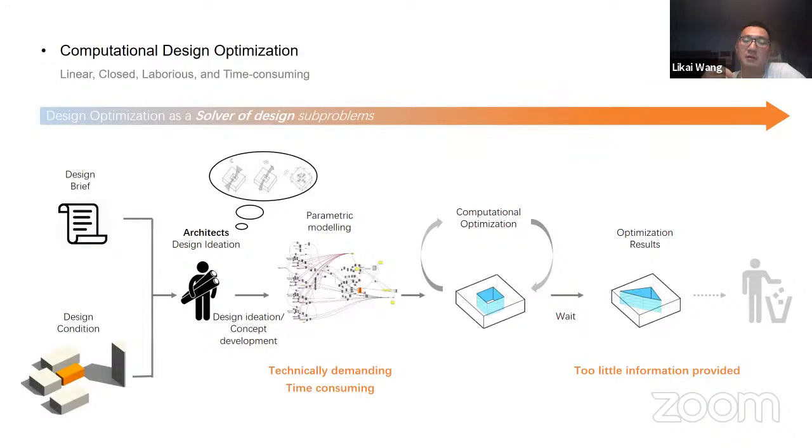So if we want to have a courtyard design, and then the optimization result just gives me a courtyard design, this cannot provide any extra information to help me improve the design more radically. So in most cases, this information is not very useful for the architects.